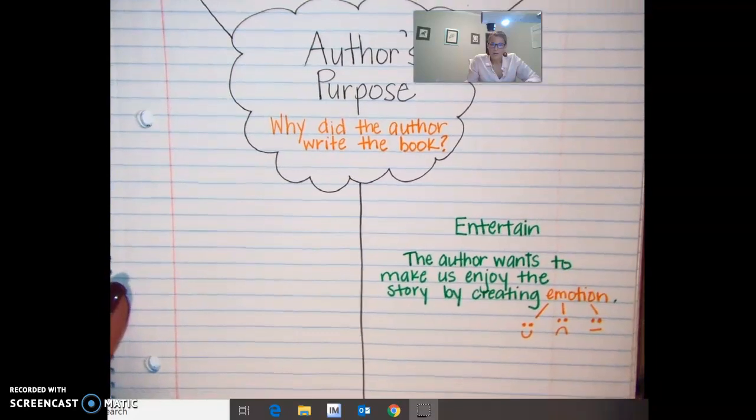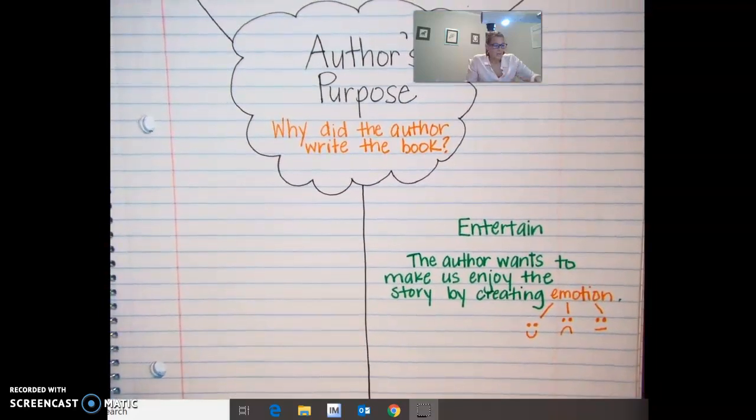And you guys probably are already thinking of a book that made you laugh, a book that made you scream. Okay, I have some of you guys reading Scream Street right now, which means it's probably kind of a scary story. So maybe while you're reading, that's an emotion, being frightened. Even if you're really not scared because it's just a book, it still frightened you. So your author wanted to entertain you.